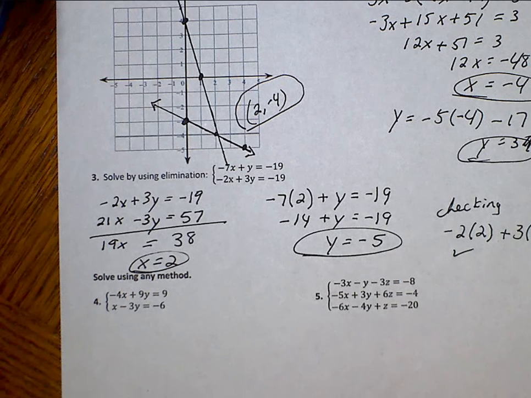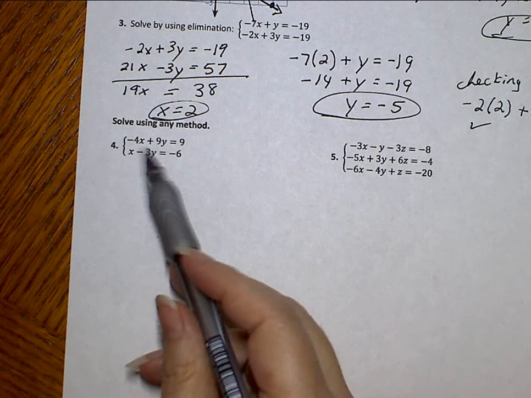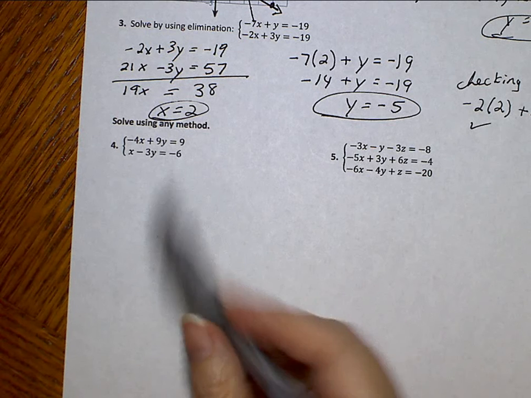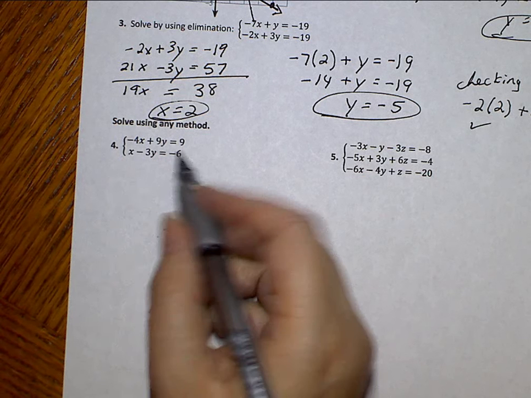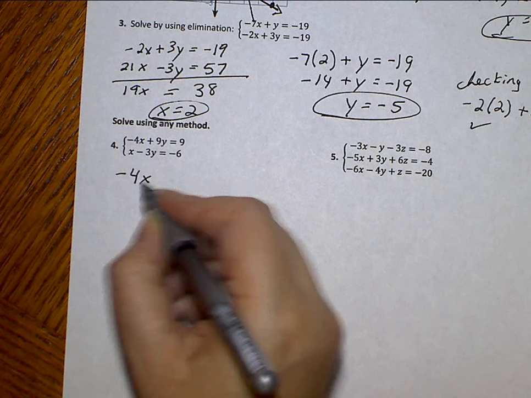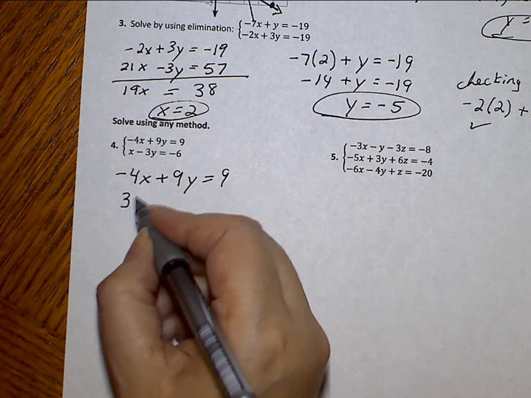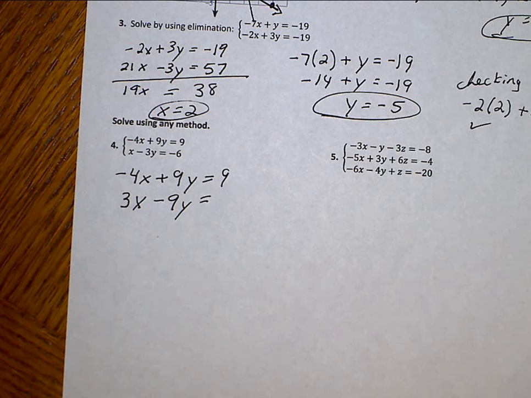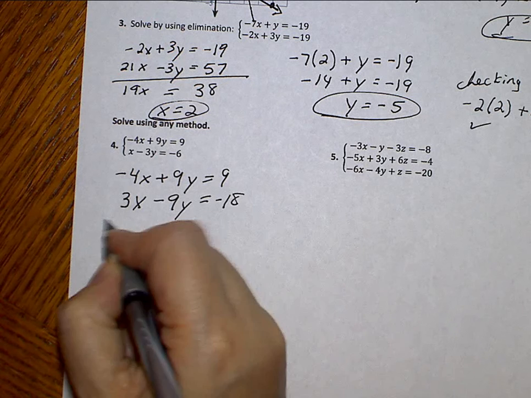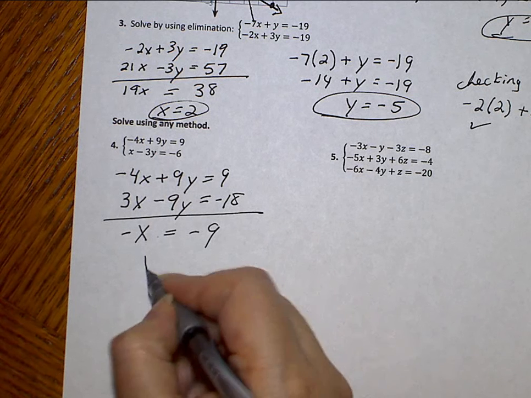Alright. Solve by any method. Linear combination looks to be the best. So I'm going to use linear combination, and I'm going to multiply the bottom by 3. So I bring the top, negative 4x plus 9y is equal to 9. Multiply the bottom by 3 gives me 3x minus 9y is equal to negative 6 times 3 is negative 18. Add down, I get negative x is equal to a negative 9, x is 9.